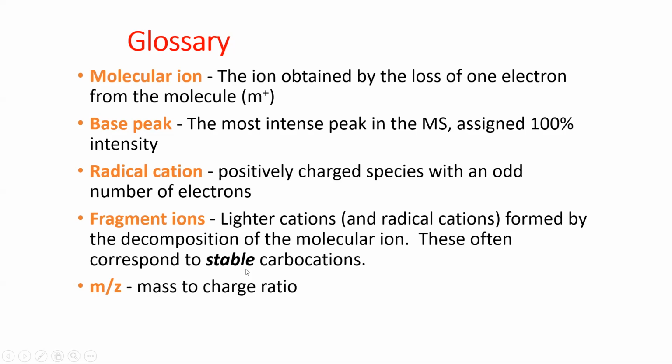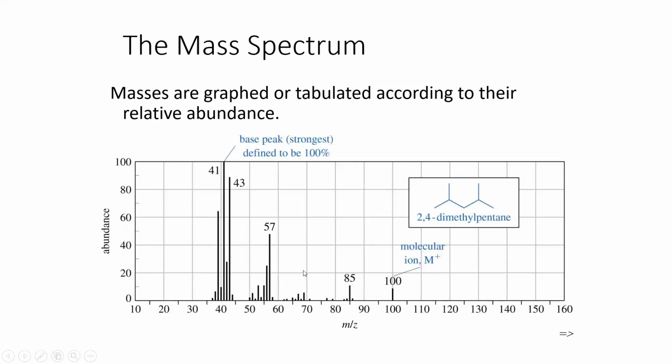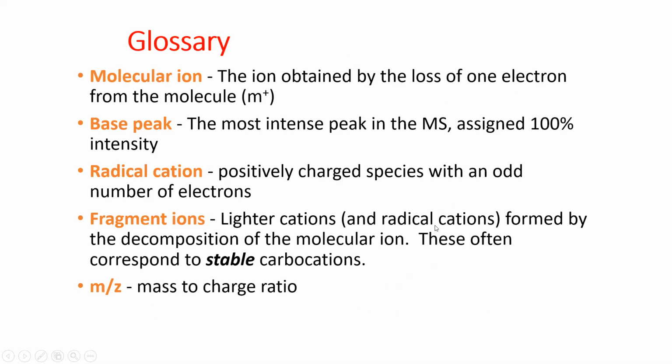We'll see that later. And we have what we call the mass to charge ratio, M over Z. The M is the mass, while the Z is the charge, which is usually +1. So your mass to charge ratio is always the mass of the molecule. For example, here we have 2,4-dimethylpentane. The M over Z is 100, and that corresponds to the molar mass of that compound.